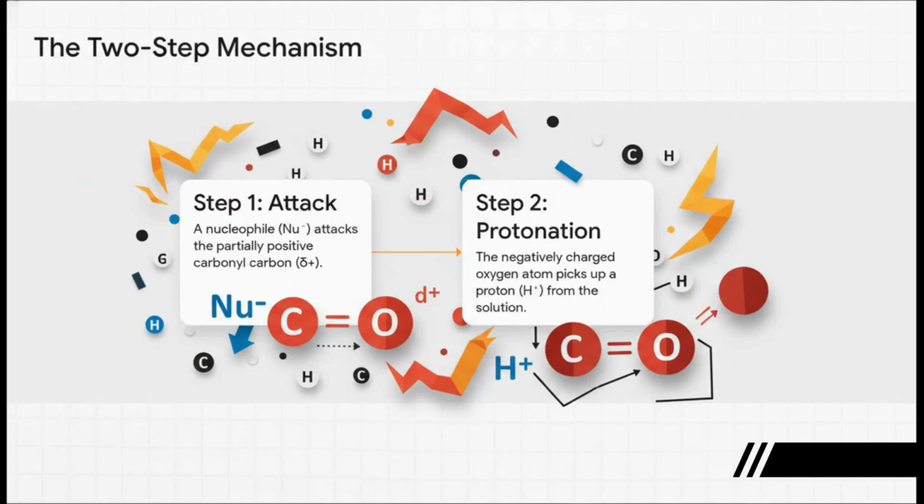Step 1, bam! The nucleophile attacks that slightly positive carbonyl carbon. That forces the weaker pi bond to break, and its electrons jump onto the oxygen, making it negative. Step 2, that newly negative oxygen immediately grabs a proton from whatever's around in the solution. That's it. Attack, then protonation. You get this, you get the whole chapter.